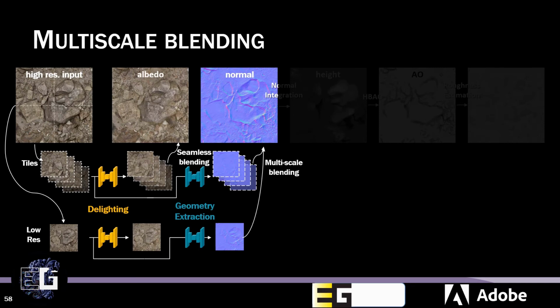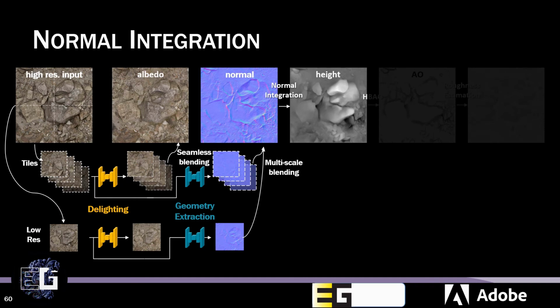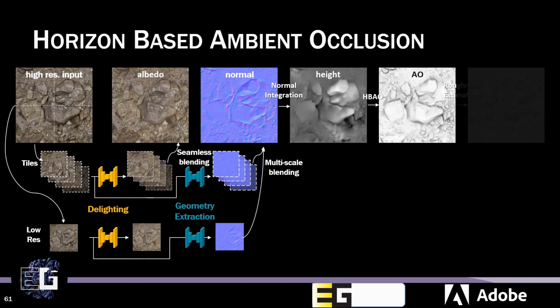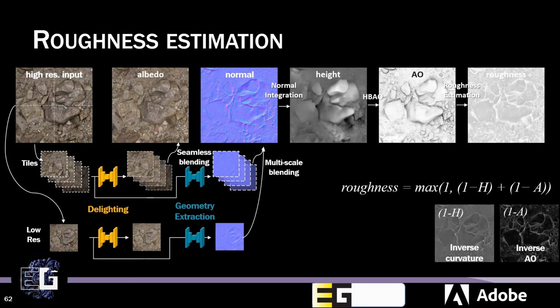For the other SVBRDF channels, we run handcrafted algorithms. The normal is integrated to get the height map. We compute horizon-based ambient occlusion to get the ambient occlusion map. And we estimate the roughness map using an approximation involving the surface curvature and the ambient occlusion that provide information on the surface exposition to outdoor conditions.